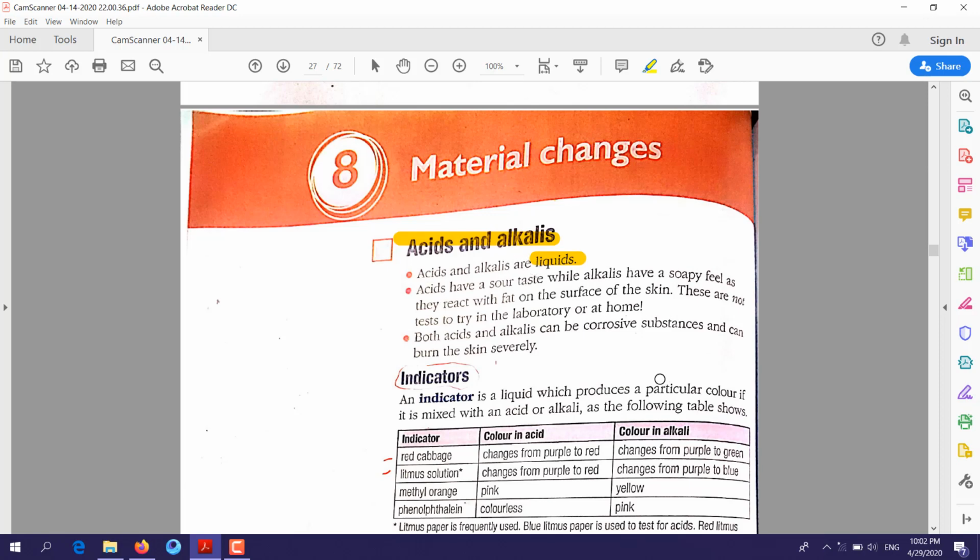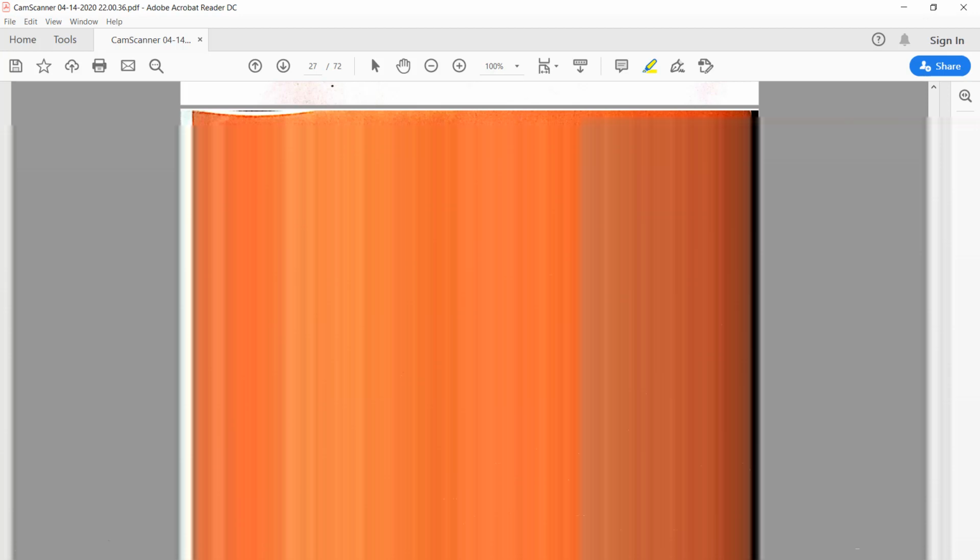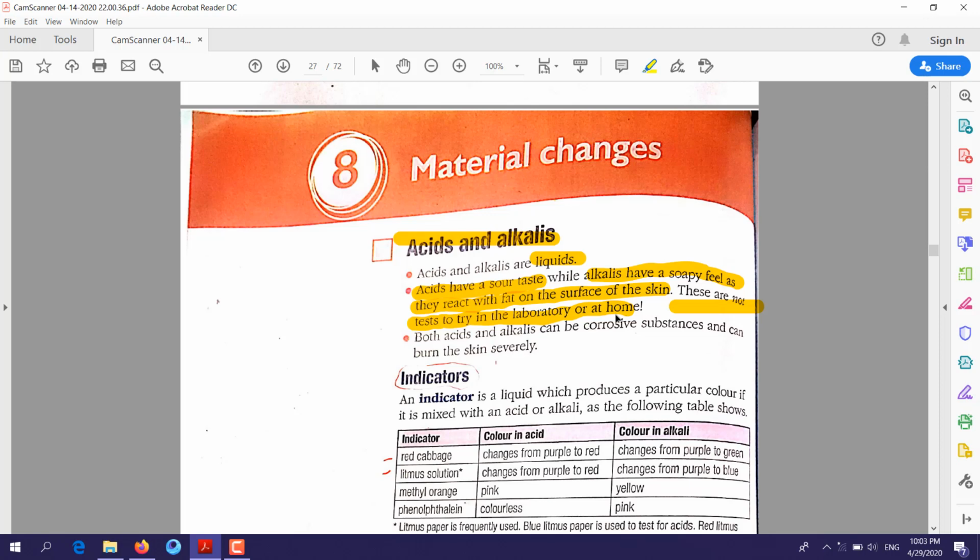Then, to differentiate between them, acids have a sour taste. Alkalis have a soapy feel as they react with fat on the surface of the skin. They are not to be tested in the laboratory or at home. It means that because they are dangerous, you should not test them or deal with them at home. Although some of them we can use at home, we will see that not all of them.